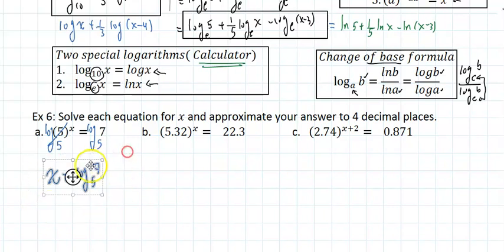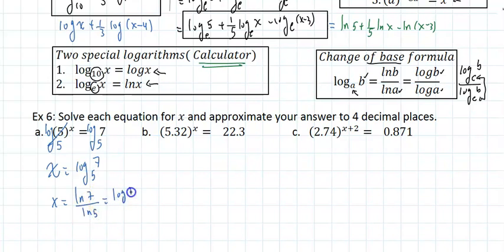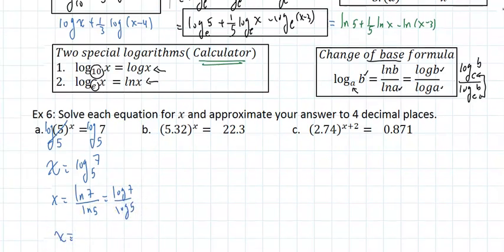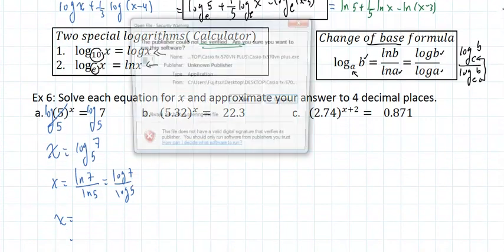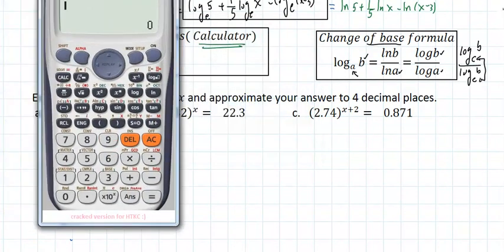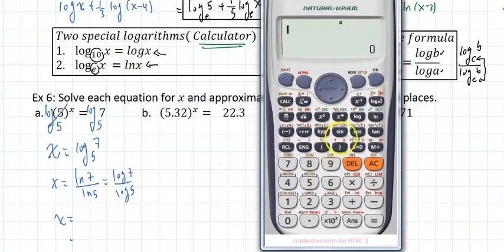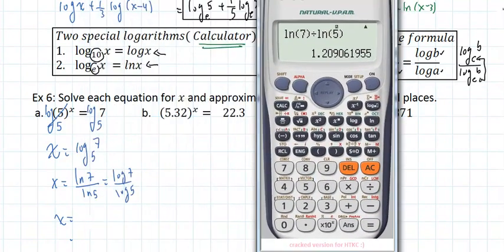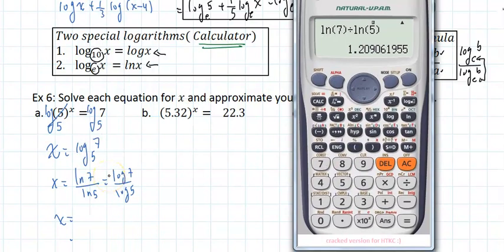Well, we have a problem. I don't know what that is. Well, I could either write this as natural log of 7 over natural log of 5, or I could use log of 7 divided by log of 5. And if I get my calculator out and take natural log of 7 divided by natural log of 5, that would be my answer. I want this approximated to 4 decimal places. 1.2091.